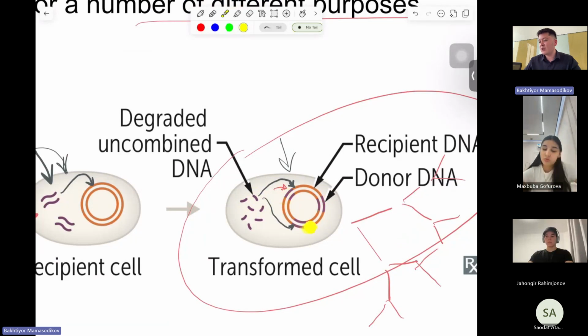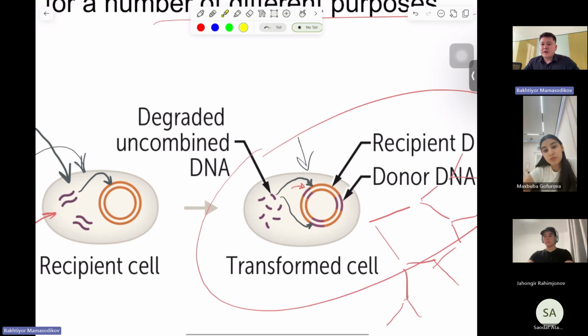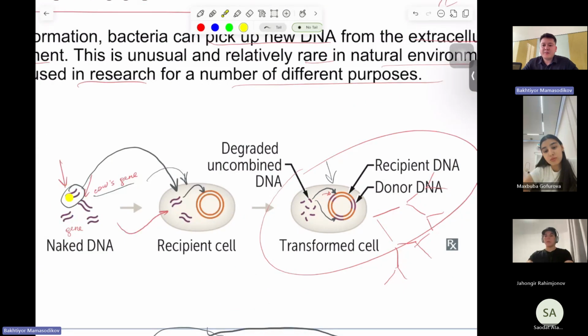The red one was its own DNA. Now the bluish ones came from the environment. Now they are adding to themselves. Okay, for example, here, naked DNA from the dead bacterial cell is released into the environment. Now it's in the environment, okay? This DNA may contain useful genes, for example, an antibiotic resistance gene, okay? For example, that can be a cow's gene.